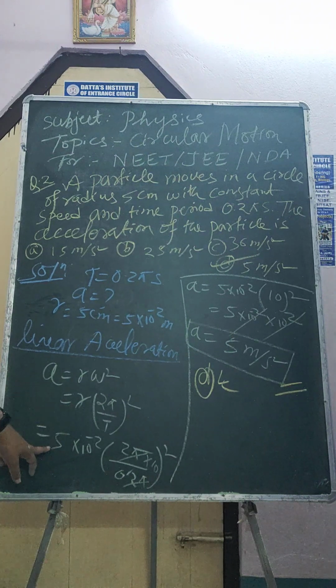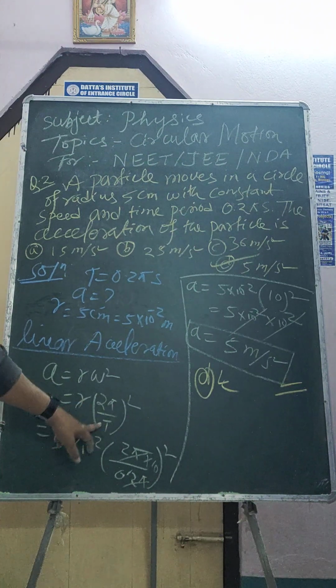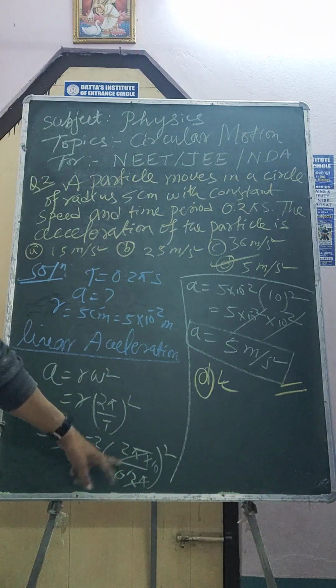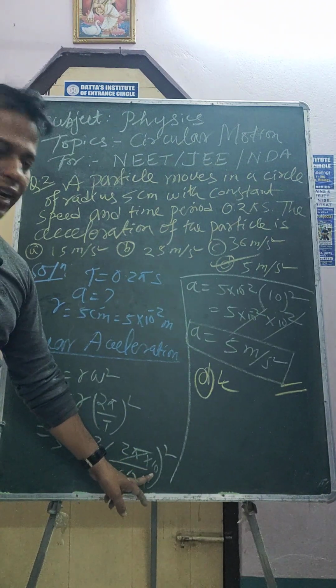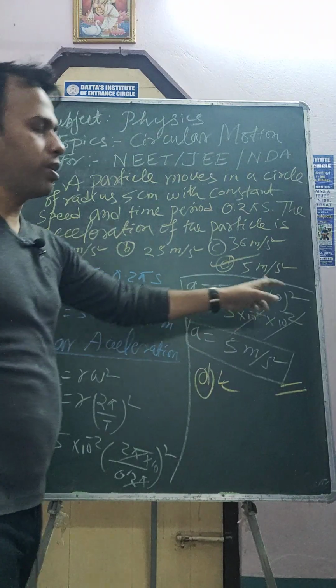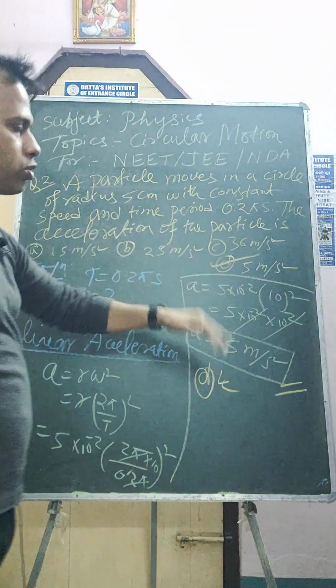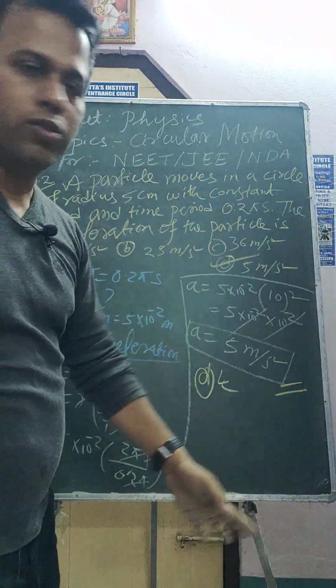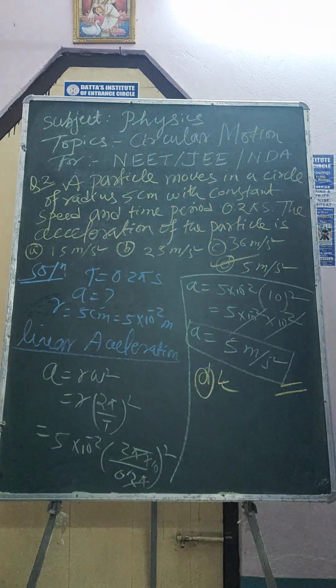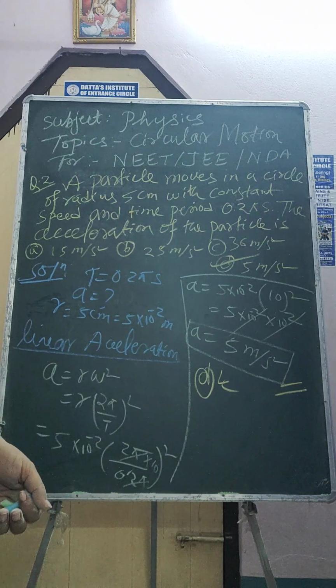Here r is 5 into 10 to the minus 2 and T is 0.25. If I cancel this, here it will be 10. So 5 into 10 to the minus 2 into 10 to the plus 2, so 10 to the minus 2 and plus 2 will be cancelled out. After that, what will be left? a is 5 meter per second square. So this will be the correct answer. Option D is the correct answer.